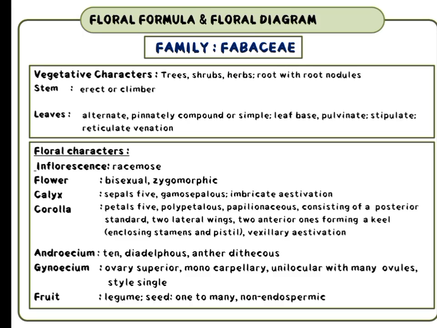Then come to the stem. The stem can be erect or climber type. Then the leaf: alternate, pinnately compound or simple. Alternate, the definition we already discussed. Pinnately compound leaves or simple leaves can be seen under the Fabaceae family. Then the base of the leaf: the leaf base is pulvinate. We already discussed what is pulvinate.